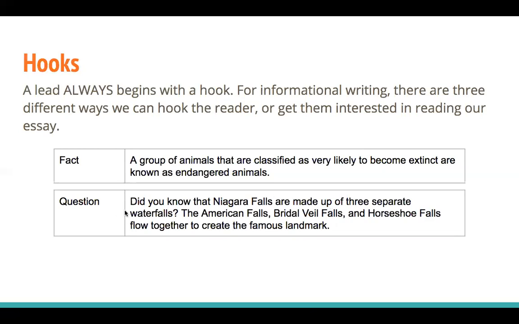So here's an example of a question that might start an essay. Did you know that Niagara Falls are made up of 3 separate waterfalls? The American Falls, Bridal Veil Falls, and Horseshoe Falls flow together to create the famous landmark. So here's the question that was asked and directly, instantly followed up by the answer to that question. So that draws your reader in to think, wow, I didn't know that Niagara Falls was made up of 3 waterfalls. It's really interesting.